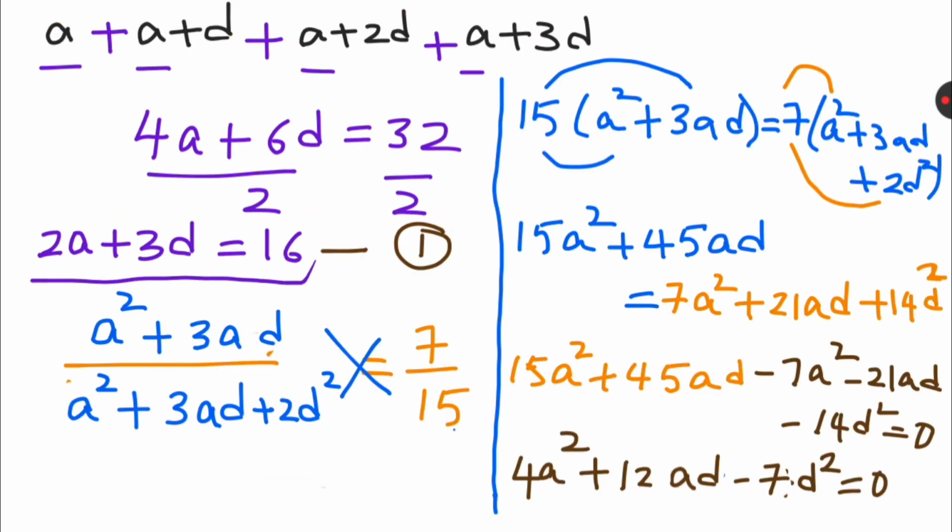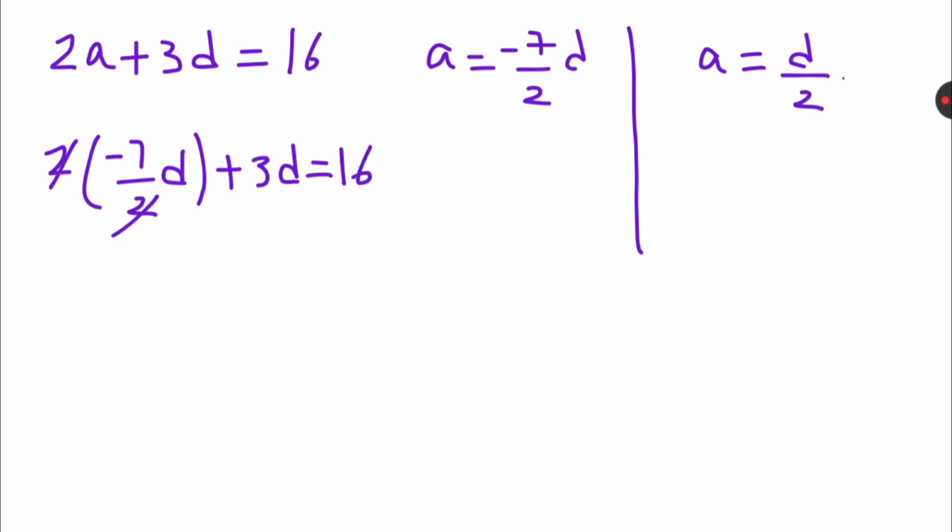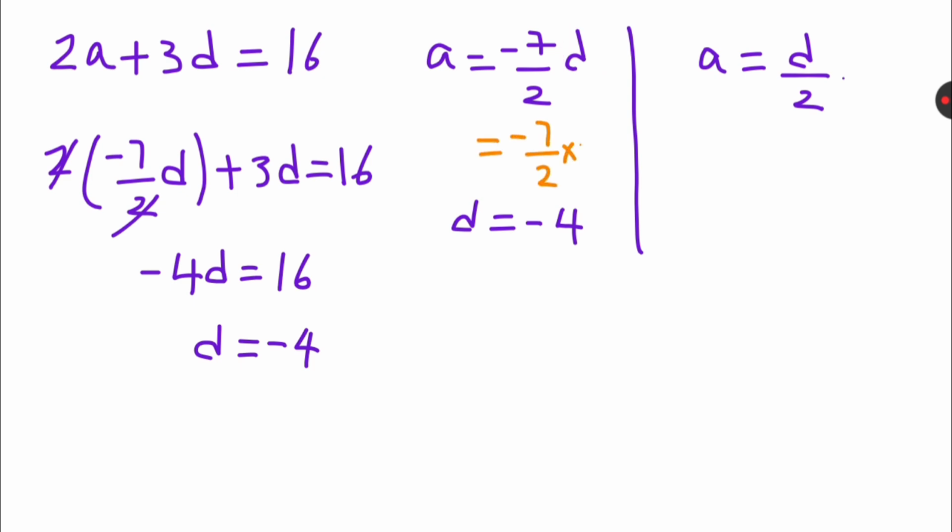Now substitute this a value in the first equation, 2a plus 3d equal to 16. Substitute the first a value in equation 1. 2 times the a value is minus 7 over 2 d, plus 3d, equal to 16. Here the 2 gets cancelled. Minus 7d plus 3d gives minus 4d, equal to 16. So the d value is minus 4. Now substitute this d value in a: minus 7 over 2 times minus 4. Here 2 and 2 2s are 4, minus into minus is plus, and 7 2s are 14. So a value is going to be 14.